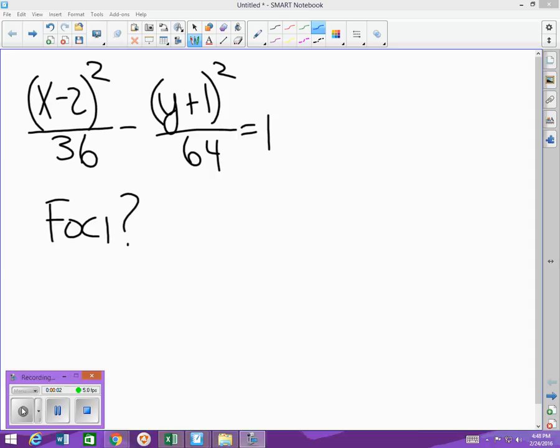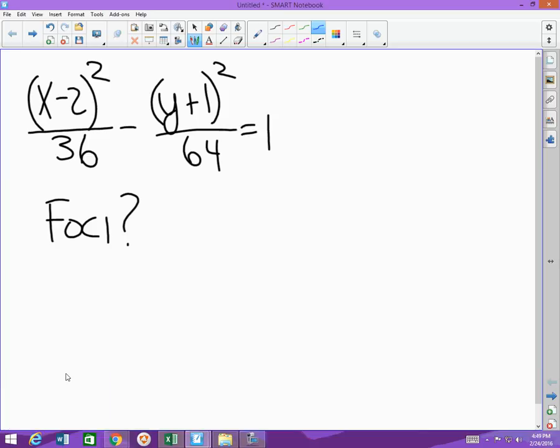Okay, Megan, I looked at your last quiz, and here are the problems that you had incorrect on it, and I'll try to explain them to you. So this first one, they gave you this equation, (x minus 2) squared over 36 minus (y plus 1) squared over 64 equals 1. And it asked you what the foci points were.